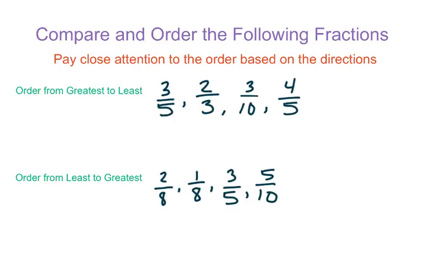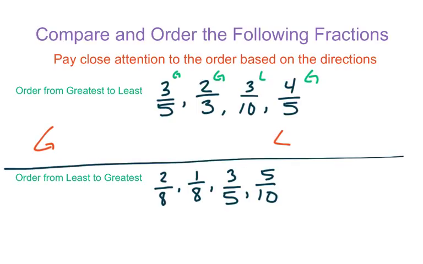For this set, I would still start out by comparing our fractions to our benchmark. So 3/5 is greater than, 2/3 is greater than, 3/10 is less than, and 4/5 is greater. And notice how it tells me to order them from greatest to least. So I'm going to have that information laid out there so that I do not forget. I'm going to order them from greatest to least. I can put my smallest fraction out already, 3/10.